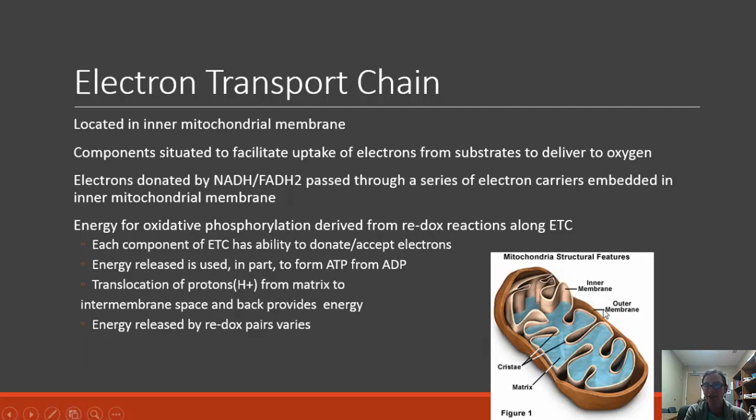Okay, just a little reminder of our biology. Here we have our mitochondria, we have our outer membrane, our inner membrane, and the intermembrane space between the inner and outer membranes. Our electron transport chain is located in the inner mitochondrial membrane, and all of these complexes are set up in a row in this membrane in order to facilitate the uptake of electrons from our electron carriers.